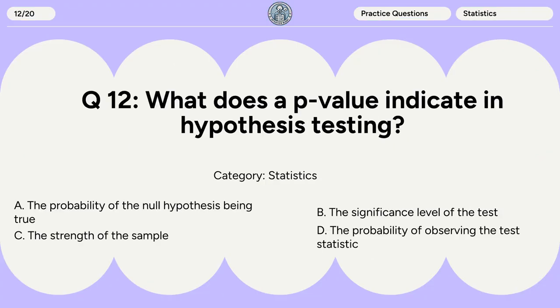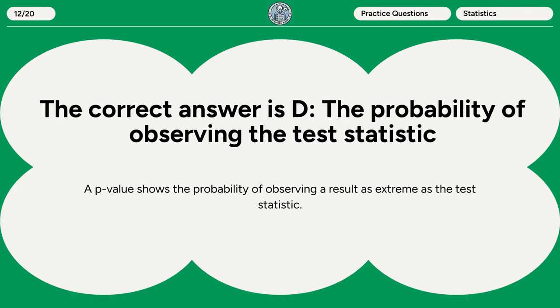Question 12. What does a p-value indicate in hypothesis testing? A. The probability of the null hypothesis being true. B. The significance level of the test. C. The strength of the sample. D. The probability of observing the test statistic. The correct answer is D. The probability of observing the test statistic. A p-value shows the probability of observing a result as extreme as the test statistic.